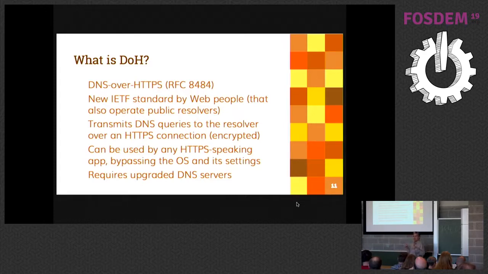So at the application level, it becomes really easy to start doing queries on its own, without having to go through the operating system and through the resolver of the system. And so the applications that use DoH are at least potentially, but that's what they are doing, the first ones, completely bypassing the operating system and the settings that the user made in the operating system. So they can use a different server, they can do other stuff. And on the serving side, of course, you have to upgrade your DNS server. So you cannot serve this with your normal application unless it's upgraded to support DoH as a transport protocol.